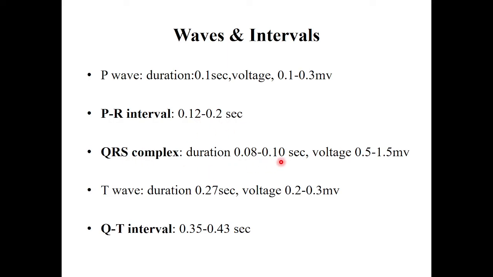QRS complex, it's better to be within this range, normally 0.08 to 0.10 second. It's narrow. If the QRS complex is wide, more than 0.12, what is it called? Broad QRS.